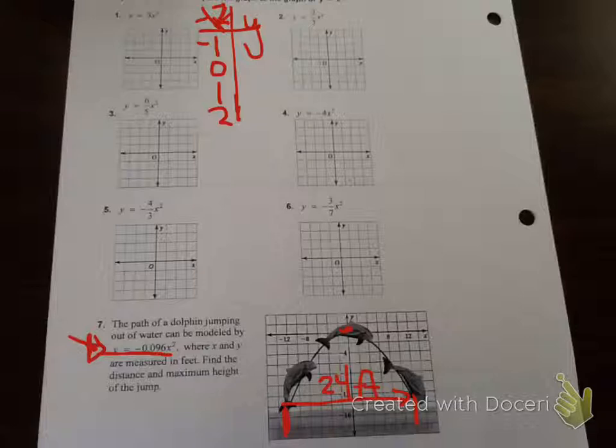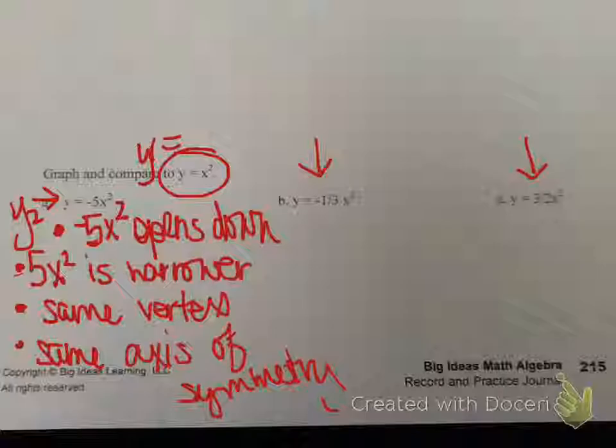And I guess while we're at it, we can do the maximum height together. The maximum height from water level looks like it is -15, and the dolphin's jumping up to 0, so the maximum height would be 15 feet. So go ahead and try 1 through 6, and then B and C on the previous page.